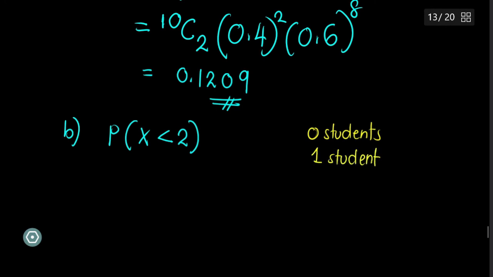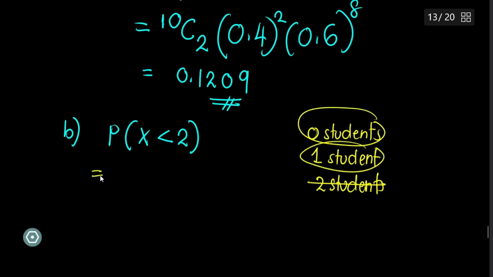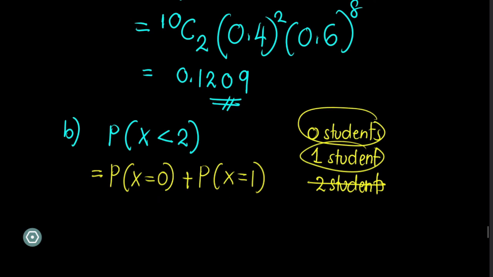1 student is wearing glasses. So now, can I say 2 students are wearing glasses? Can or not? Cannot, because there is no equal sign, isn't it? So 2 students cannot. That means the probability is for 0 and 1 only. So in this case, you take the probability for 0 students and you plus the probability for 1 student, because less than 2 means 0 and 1 only.